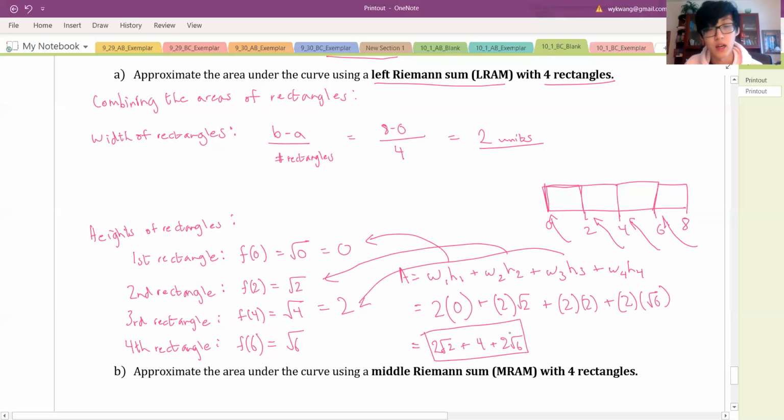So that is the approximate area under the curve using RRAM. Approximate area with LRAM, my bad, LRAM.